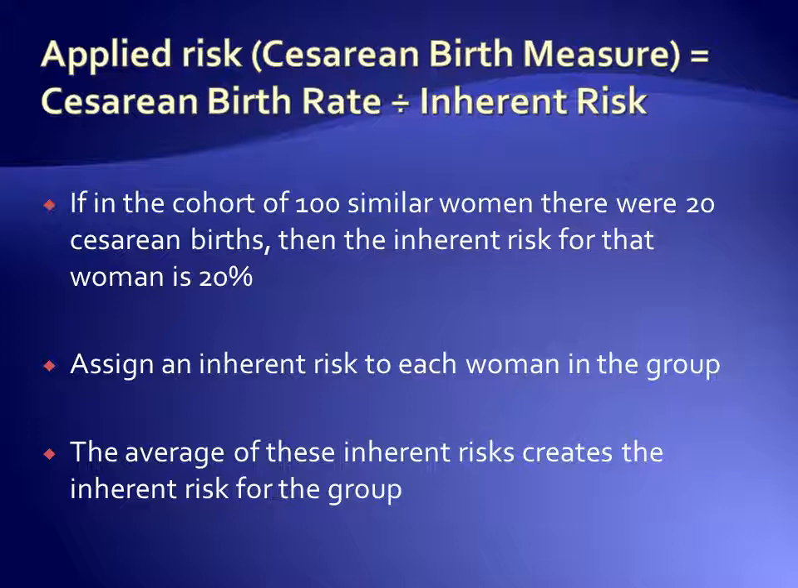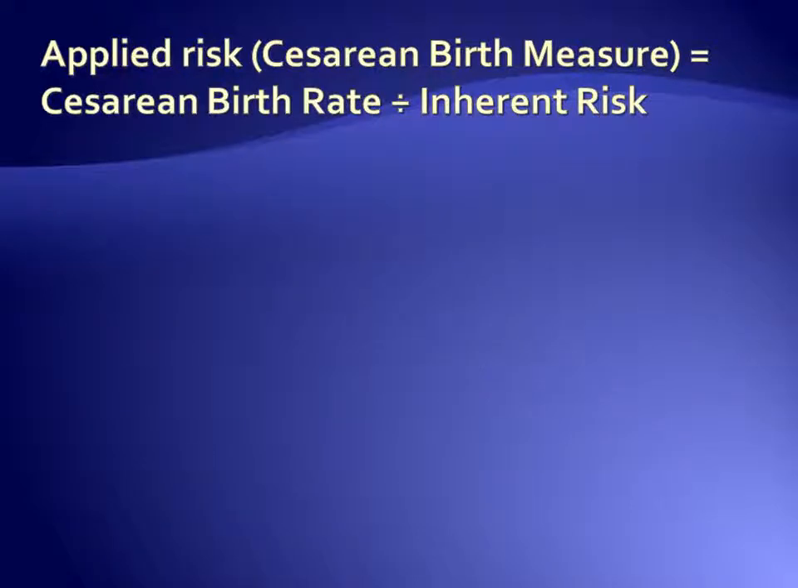We then assign an inherent risk to each woman in the group. We can use the average of these inherent risks to create the inherent risk for the group. Now that we know both the cesarean birth rate and the inherent risk for any given group of women, we can solve the equation for the applied risk, and this creates the Birthrisk Cesarean Birth Measure.